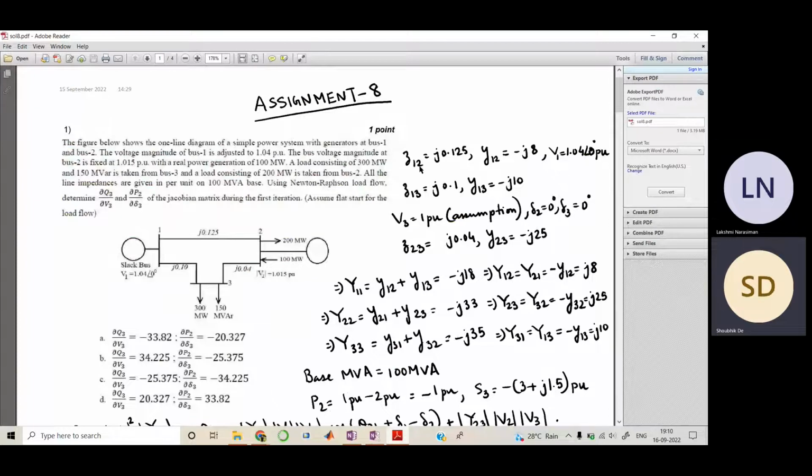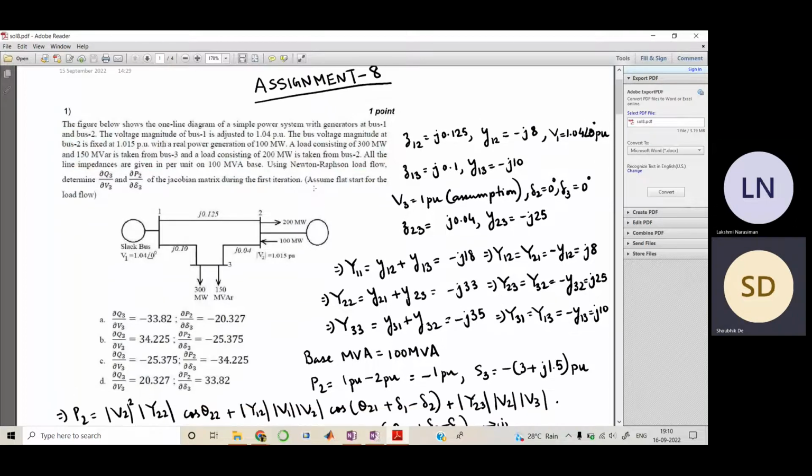So Z12 is J0.125. So you will get the Y matrix, right? It is very easy. We have seen it a lot of times. So Y11 is minus J18, Y12 is J8, Y22 is minus J33, Y23, which is equal to Y32, is J25, Y33 is minus J35, and Y31 is J10.